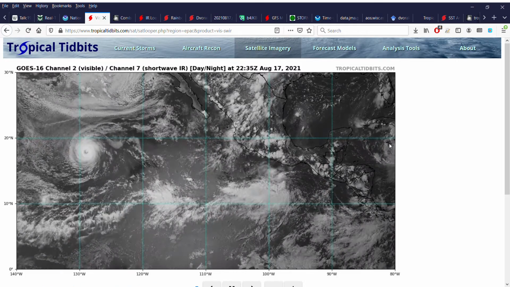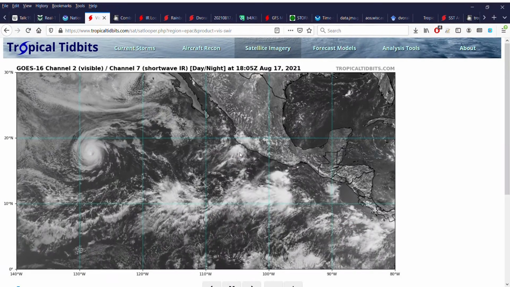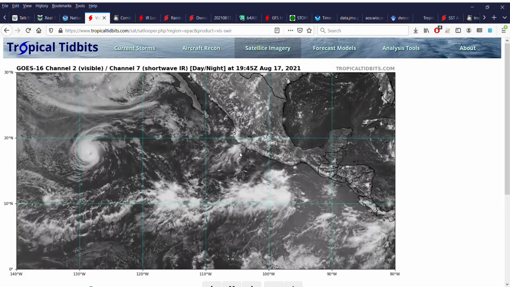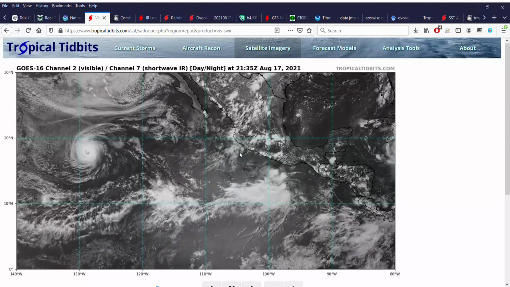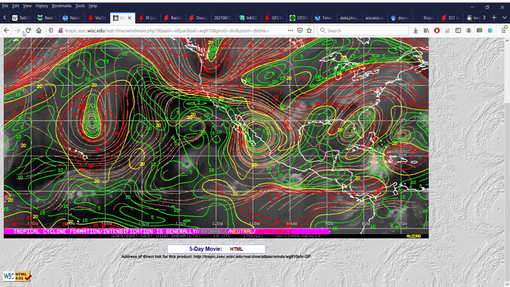You can also see the outflow of a tropical storm in the Atlantic that could potentially enter the basin in about 5 to 6 days from now, and we'll talk about that when we discuss the models. I want to point out how low the shear is over the storm.